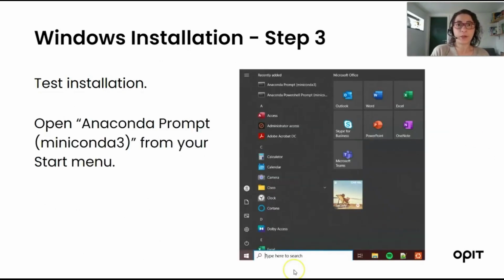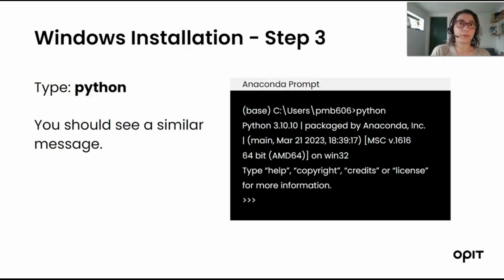At your Start menu, you should be able to see Anaconda prompt, like on this picture here. You can now open Anaconda prompt, Miniconda 3. This is a terminal. You can type simply Python. If a similar message to this one appears on your terminal, then your installation has been successful. Congratulations! You now have Python installed on your Windows machine.